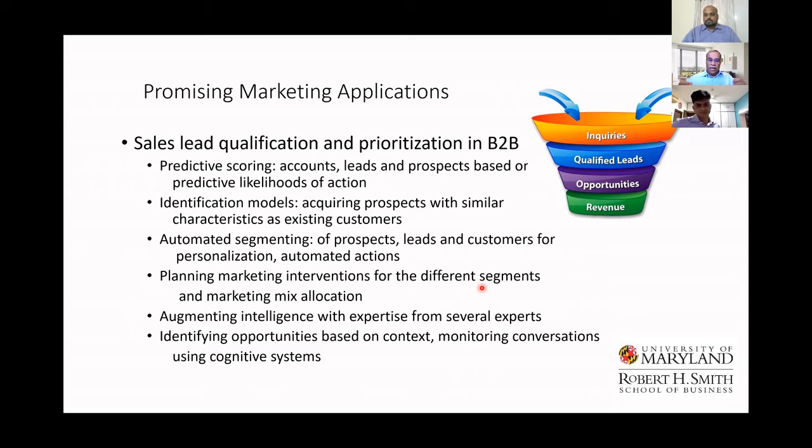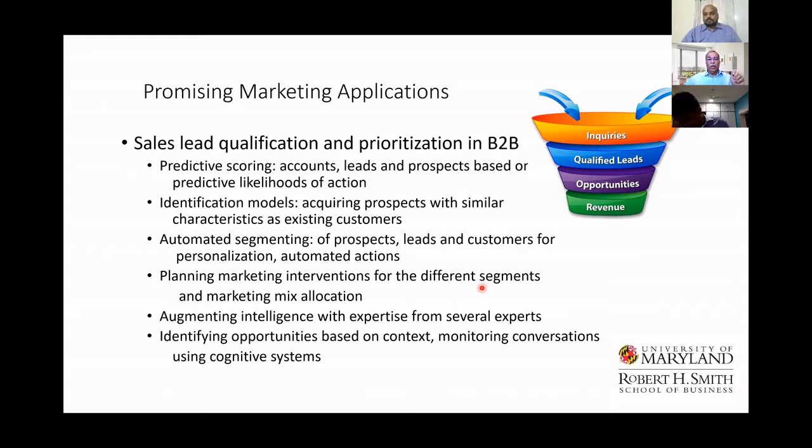Automated segmenting of prospects. Instead of even having any person doing this, you want to automatically categorize prospects into different segments, and then have different levels of service provided to them. And then planning marketing interventions. And I will talk a little bit more about planning marketing interventions for different segments. Augmenting intelligence with experts from several experts. So you have expertise resident in different people or in different machines. How do you combine them and use it on a particular application?